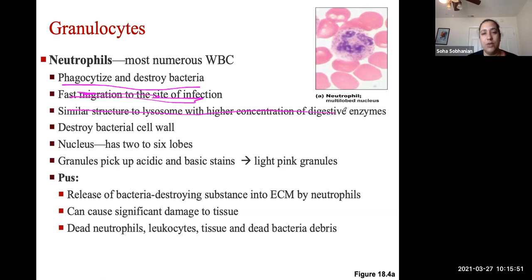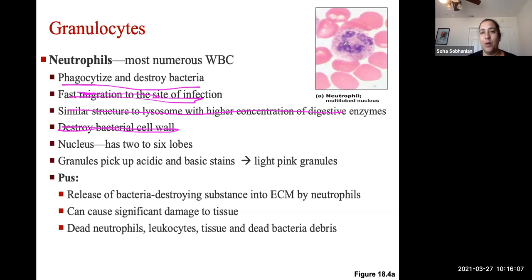This is out. You don't need to know that. You don't need to know this. So I'm just going to draw a line on it. One of the main characteristics to distinguish this is their nucleus. Their nucleus can have between 2 to 6 lobes.